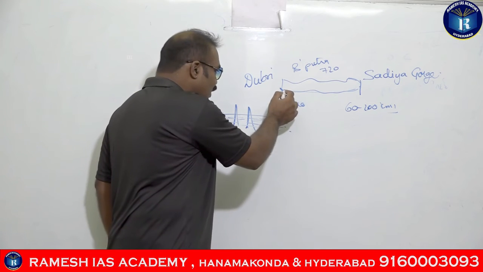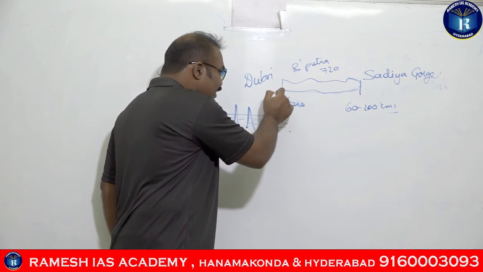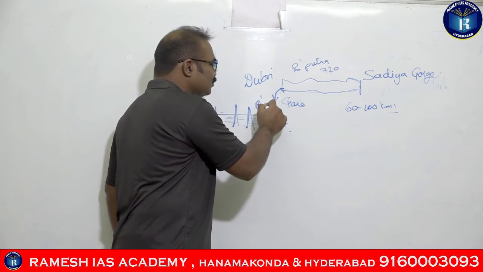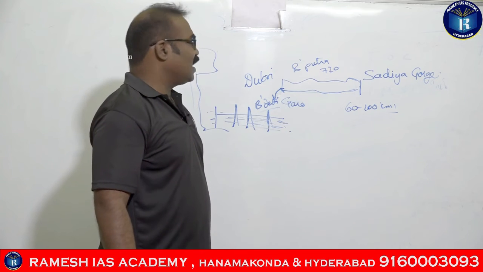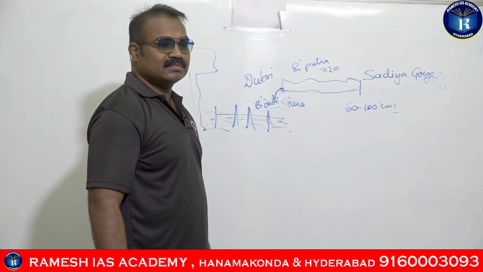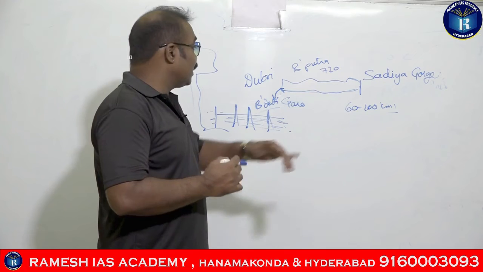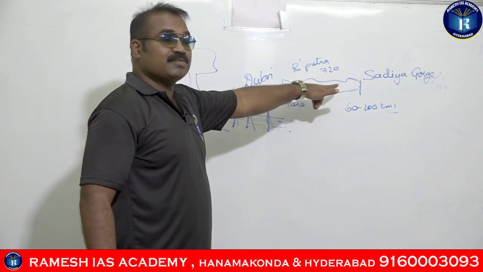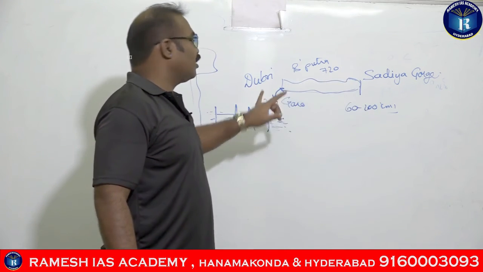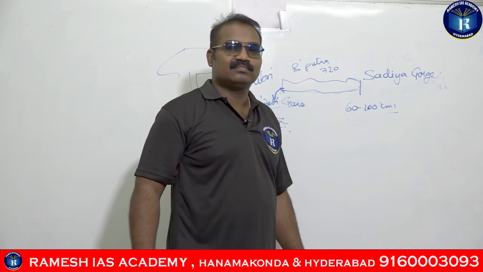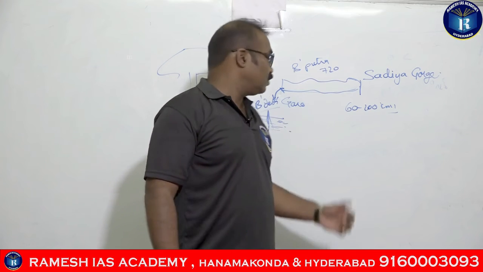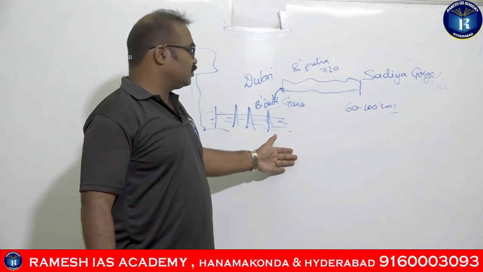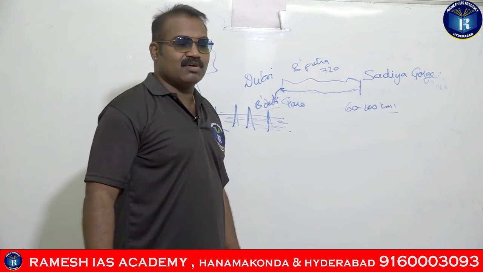After that, what happened? The plains enter into Bangladesh, which we are least bothered about. We are talking only about the Assam Plains. The river Brahmaputra is called Brahmaputra only between Sadia Gorge and Dubri. After Dubri it enters Bangladesh, where it is called Jamuna.